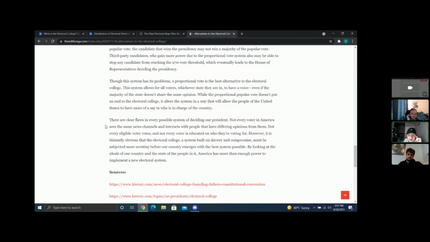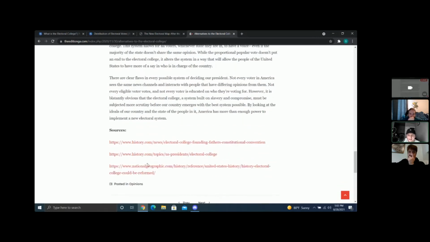There are clear flaws in every possible system of deciding our president. Not every voter in America sees the same news channels and interacts with people that have differing opinions from them. Not every eligible voter votes, and not every voter is educated on who they're voting for. However, it is blatantly obvious that the Electoral College, a system built on slavery and compromise, must be subjected to more scrutiny before our country emerges with the best system possible. By looking at the ideals of our country and the state of the people in it, America has more than enough power to implement a new electoral system.